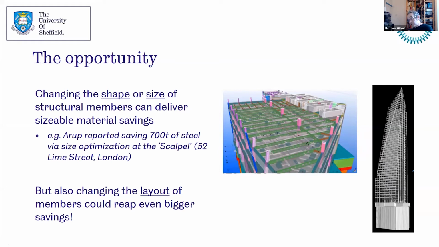So, for example, changing the shape or size of structural members. And Arup reported a year or two ago saving 700 tons of steel by doing size optimization on the Scalpel structure in the City of London. But what I will argue is that changing the layout of members has the potential to reap significantly bigger savings. So the layout is how these members fit together, how they're aligned, and so forth.